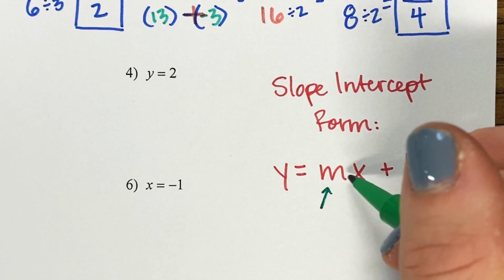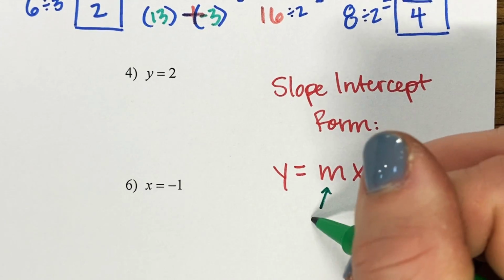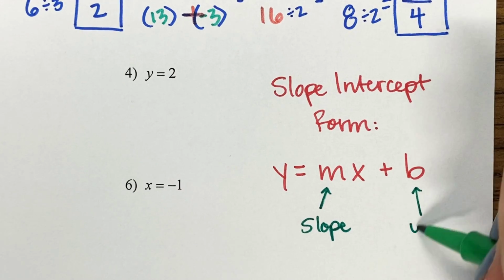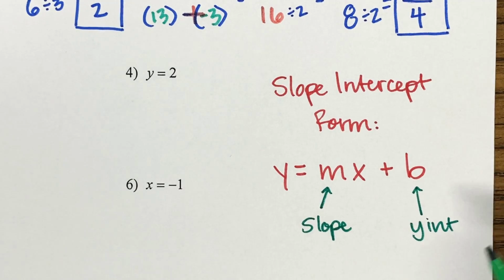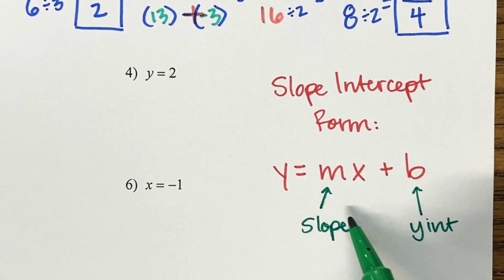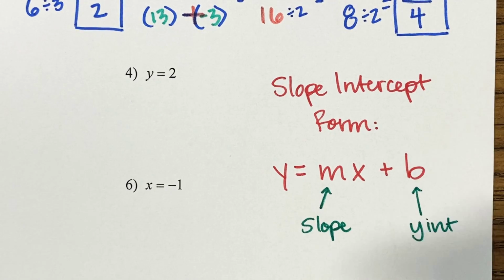The m, whatever is always right in front of this x, is going to be our slope. Our b is going to be our y-intercept. The reason we call it slope-intercept form is because it tells us our slope and our y-intercept.